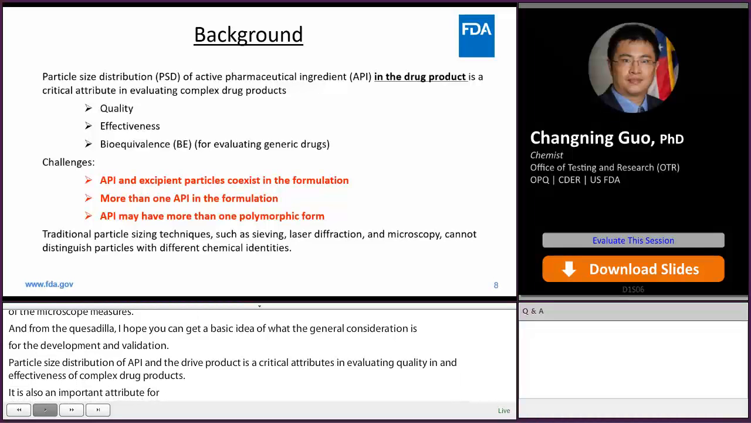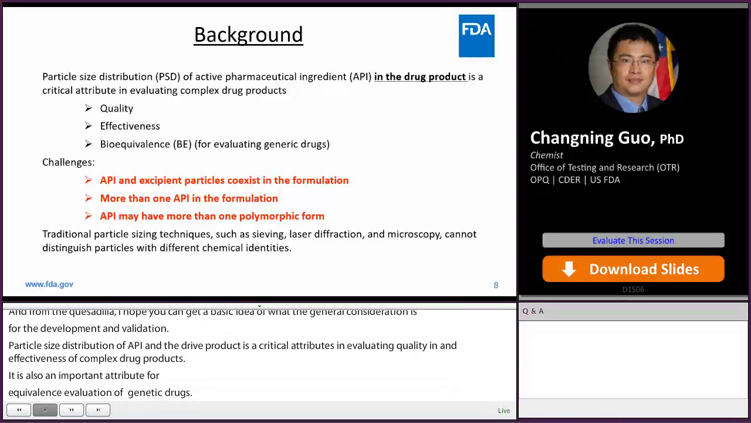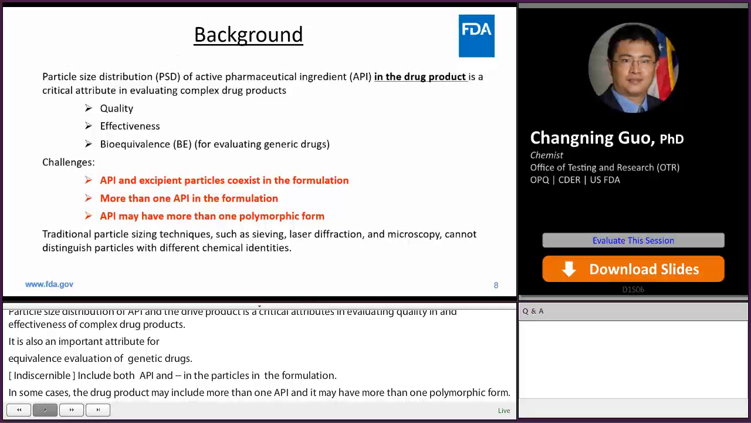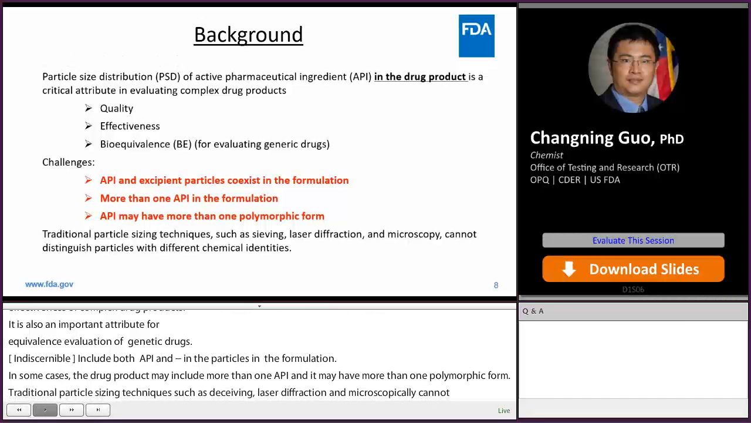However, in reality, a lot of drug products include both API and excipient particles in the formulation. And in some cases, the drug product may include more than one API, and the API may have more than one polymorphic form. Traditional particle sizing techniques such as sieving, laser diffraction, and microscopy treat all the particles, no matter API or excipient, as the same. They cannot distinguish particles with different chemical identities. Therefore, those techniques cannot provide the measurement we need.